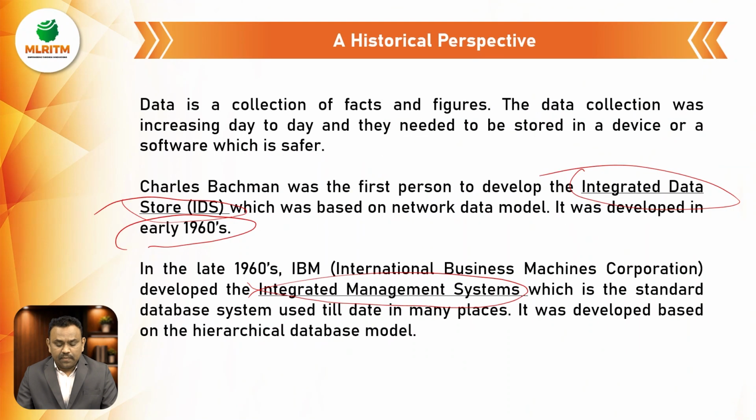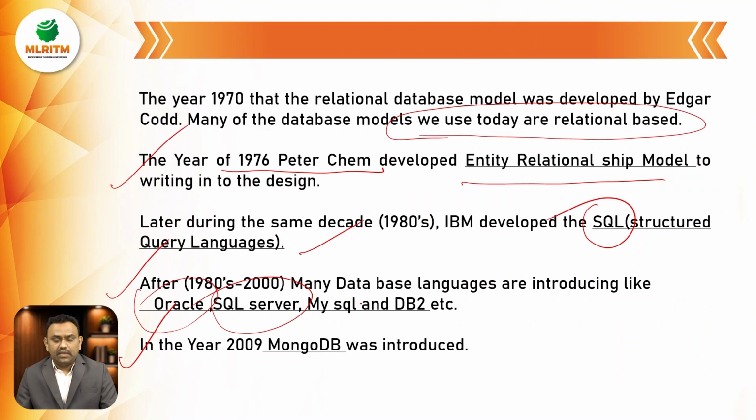Here, in the early 1960s, Charles Bachman introduced IDS, Integrated Data Store. In the late 1960s, IBM developed IMS, Information Management System. In the 1970s, the relational model was introduced by Codd. It is based on relations, the mapping of tables. And in 1976, Peter Chen developed the ER model, based on entities, attributes, and relationships.